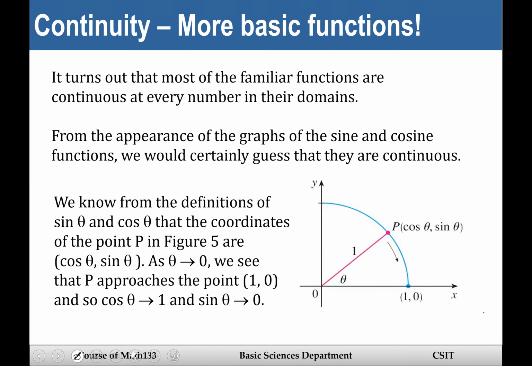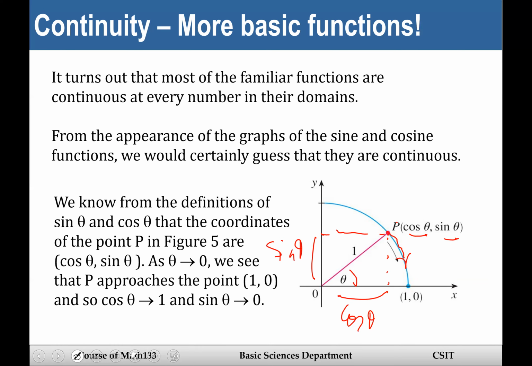If I take an angle theta, I know that the point on the unit circle has coordinates cosine theta, sine theta. If you remember, this is the cosine and this is the sine. This is for any theta, of course. Now, if I move theta towards 0, to approach 0, what happens? The point P will approach (1, 0).